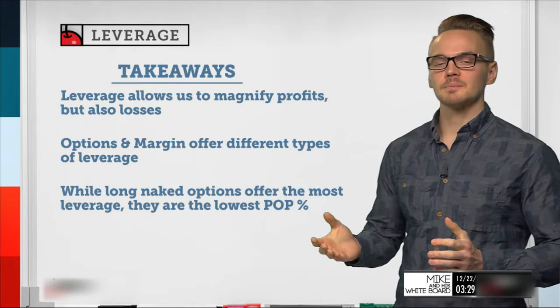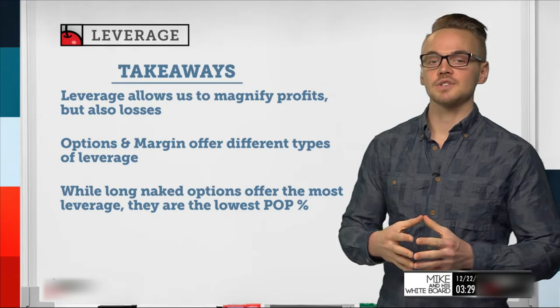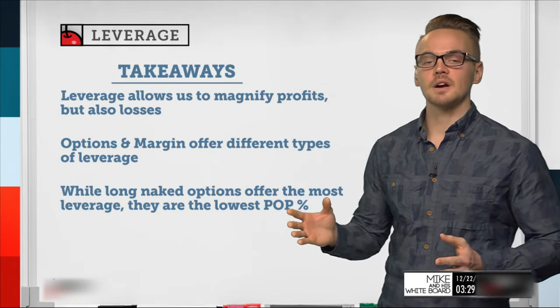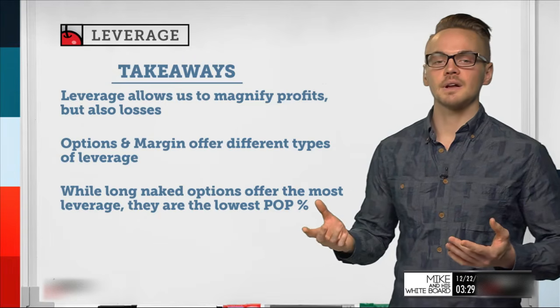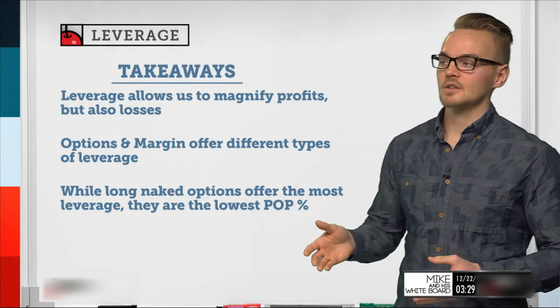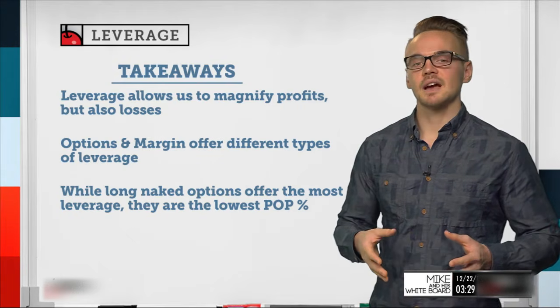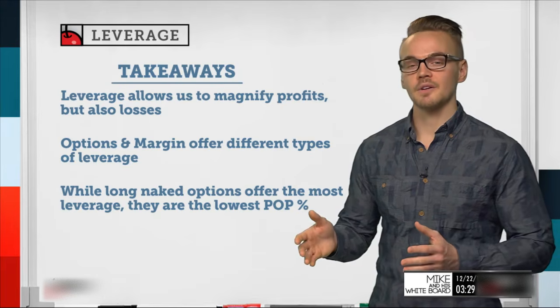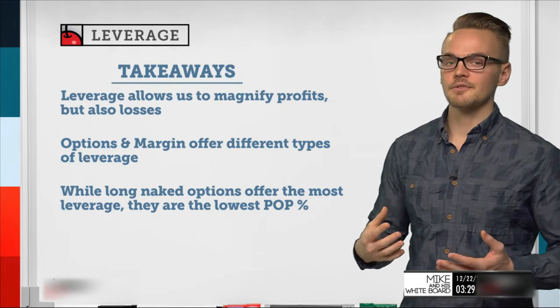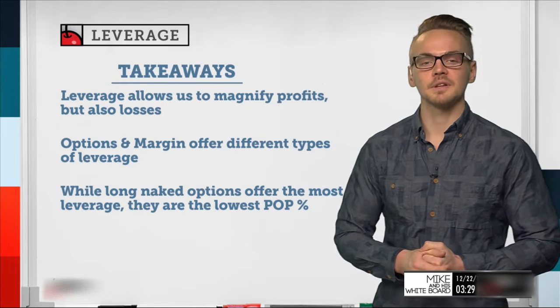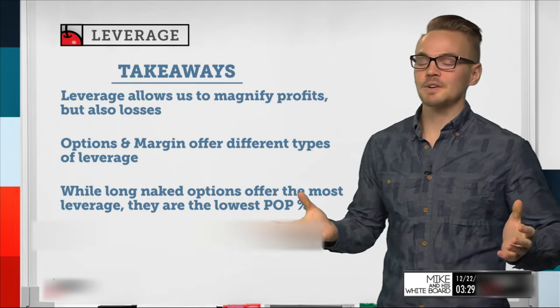So again, when I compare buying a call to buying the shares outright, for the shares to be profitable, I need the stock to go up, but it can go up over a certain amount of time. There's no expiration date there. But when I'm buying a long naked call, I need that stock to go up in a certain amount of time by a certain magnitude as well for me to be profitable. So it's really tough for those to be profitable at expiration, which is why that's going to have the lowest probability of profit. So this has been an overview of leverage.